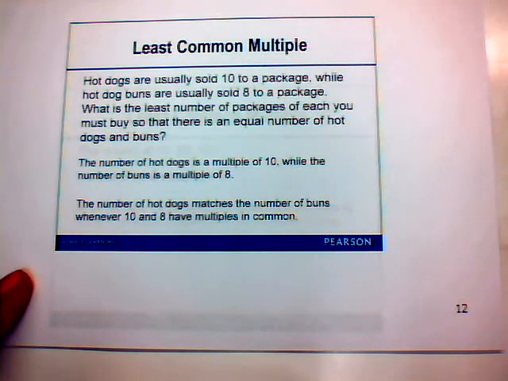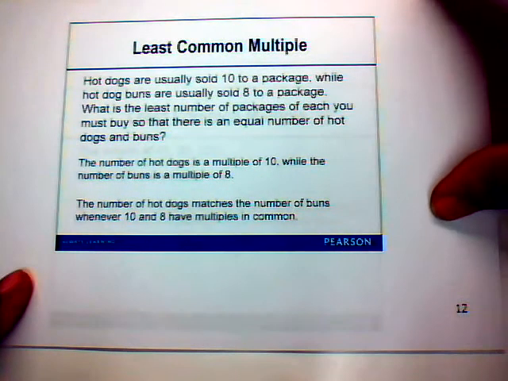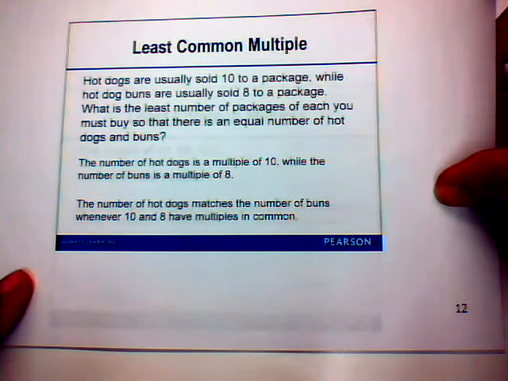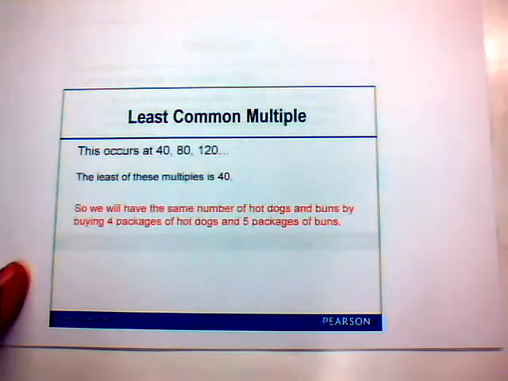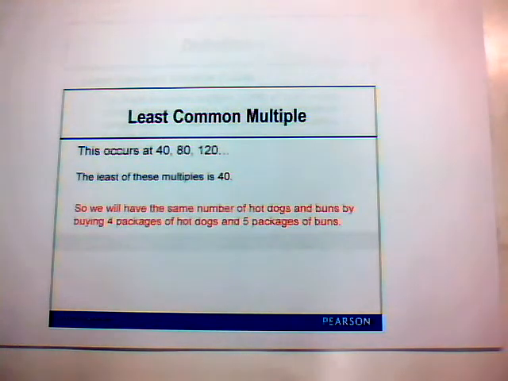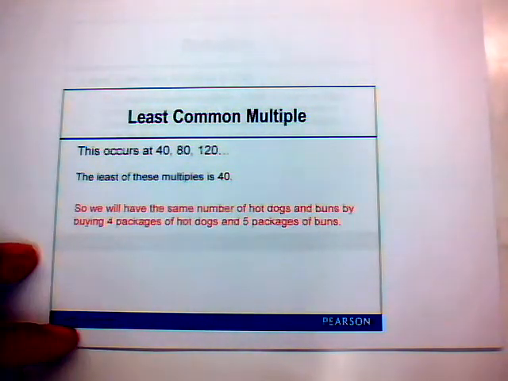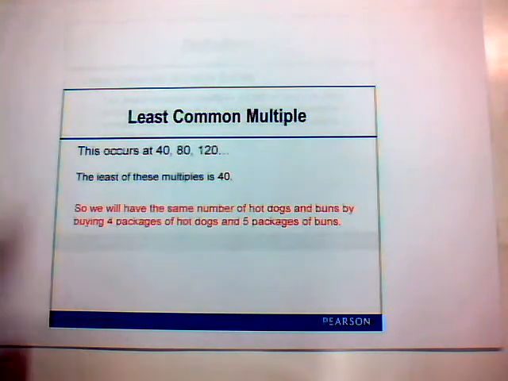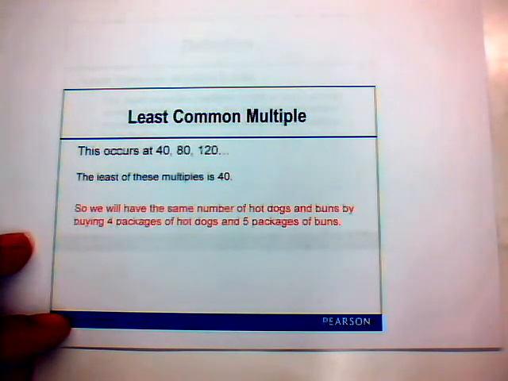The number of hot dogs is a multiple of 10, while the number of buns is a multiple of 8. The number of hot dogs matches the number of buns whenever 10 and 8 have multiples in common. And this occurs at 40, 80, and 120, and it continues on and on. There are more of those common multiples, but the least of those multiples will be 40. So in this case, we'll have the same number of hot dogs and buns by buying 4 packages of hot dogs and 5 packages of buns.